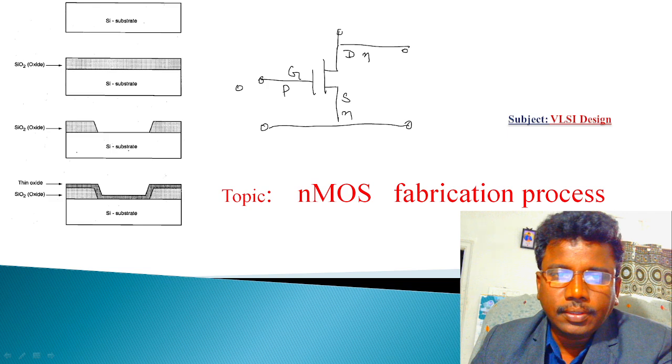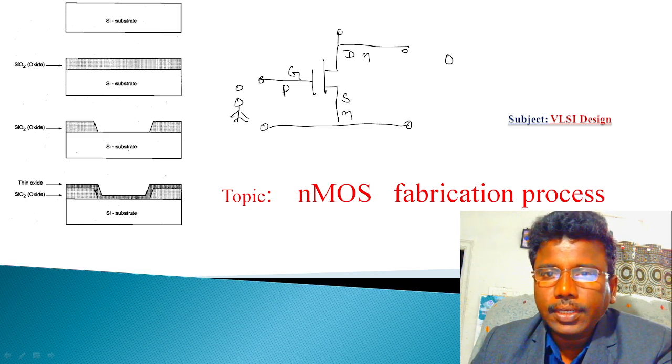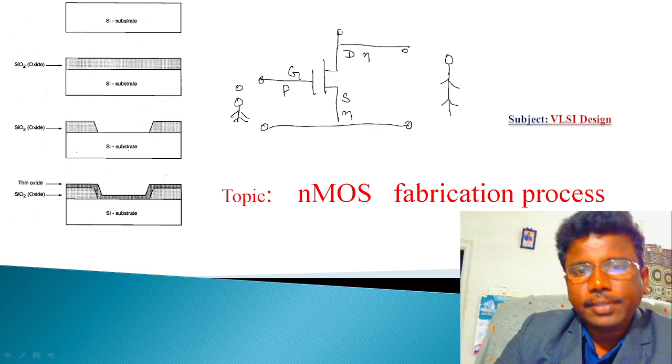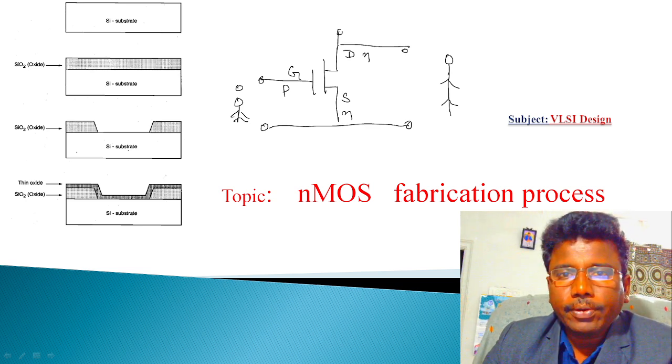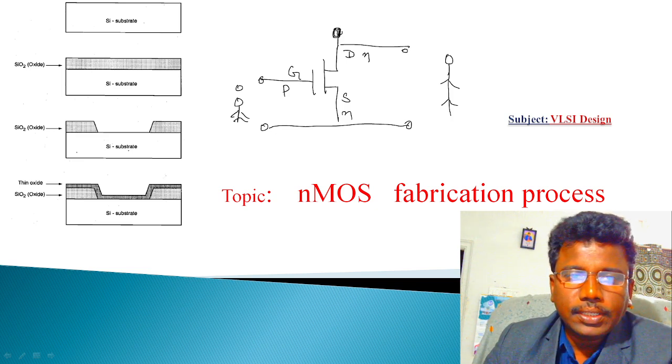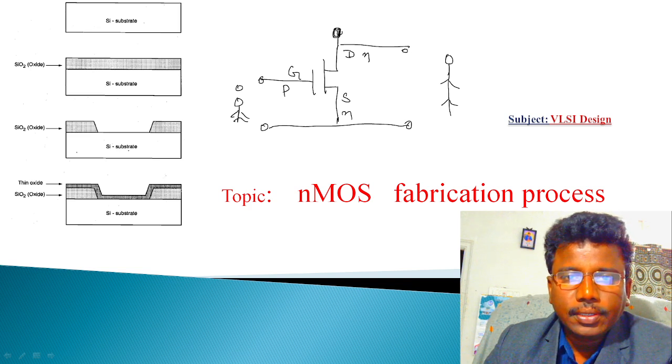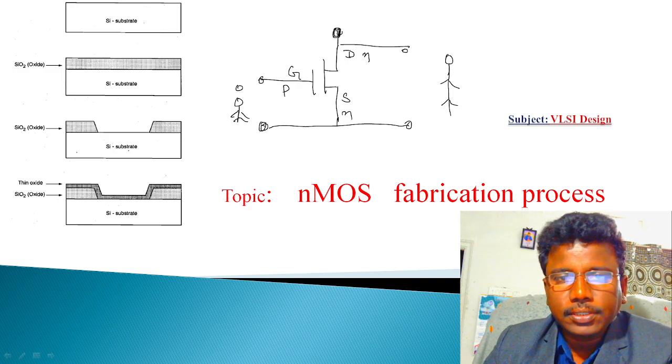As for the transistor's application, we know that when given a small signal, it amplifies the given input signal. That is the main application of a transistor. This is only the symbol. I will explain how to fabricate a transistor using the nMOS fabrication process.